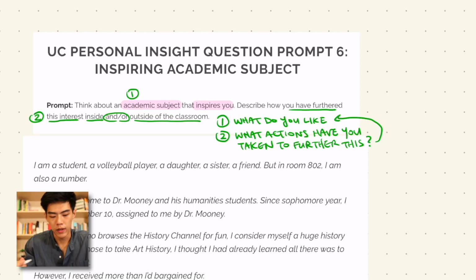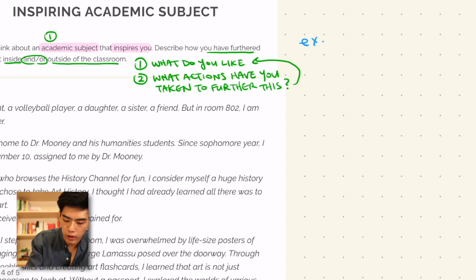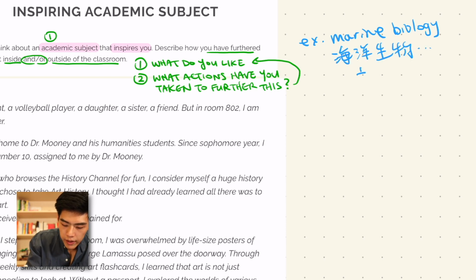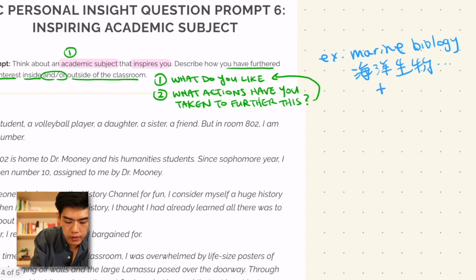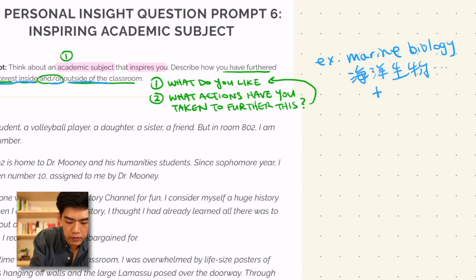Usually, a successful prompt number 6 is how you combine your academic subject with something that is unusual or uncommon. 就是如何把你原本就很喜欢的东西跟一个异业结合，就是做一个 diagonal 或者一个斜杠的概念。So think about this. 比如说，可能我很喜欢的 academic subject 是 biology, for example, marine biology, 海洋生物学 right? And I combine that with what kind of actions have I taken inside and or outside of the classroom? 比如说 fishing with dad.